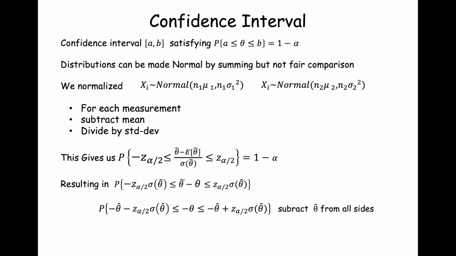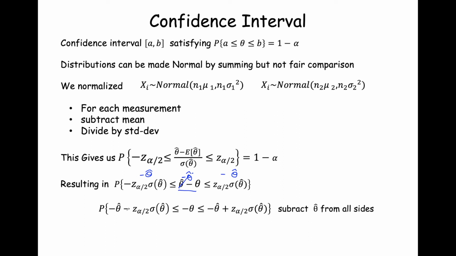I'm going to subtract theta hat. So I'm going to take this expression and subtract theta hat from the center term, from the right-hand side of the inequality, and from the left-hand side of the inequality. So I have a minus theta hat minus this z alpha over 2 times the standard error of theta hat. I have this theta hat that's negative and this theta hat that's positive, so those go to 0. I'm left with the minus theta in the center, and then I have plus z alpha over 2 times standard error of theta hat.